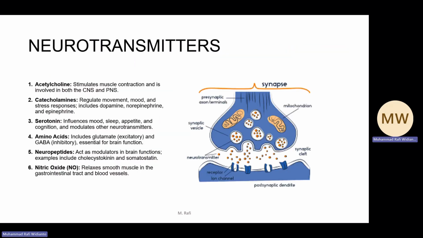And here are just a couple of neurotransmitters. Like I said, we mentioned acetylcholine, which stimulates muscle contraction, involved in both PNS and CNS, catecholamines, serotonin, amino acids, and they all can be either inhibitory or excitatory.